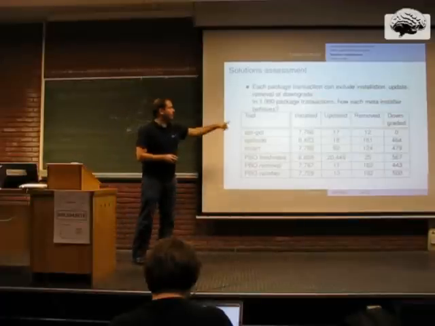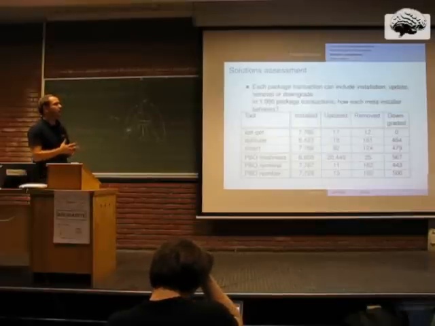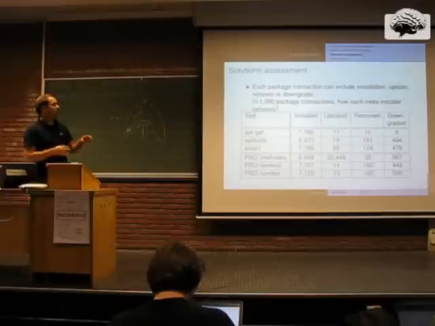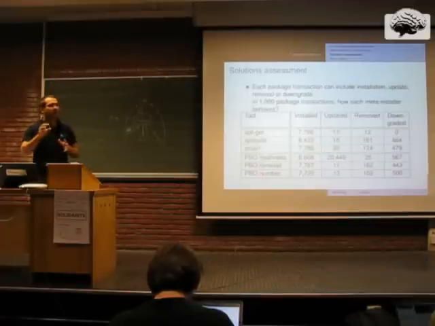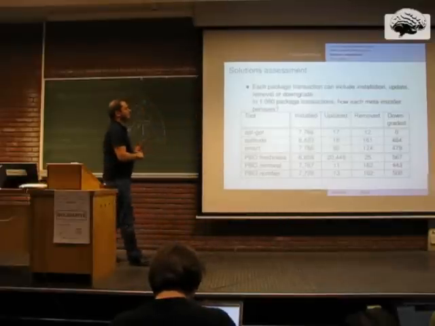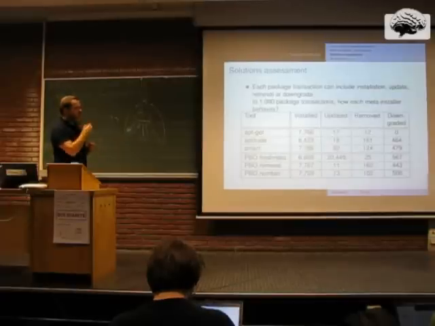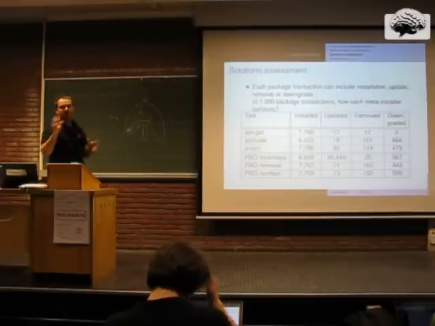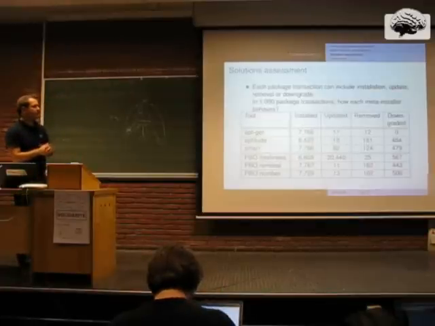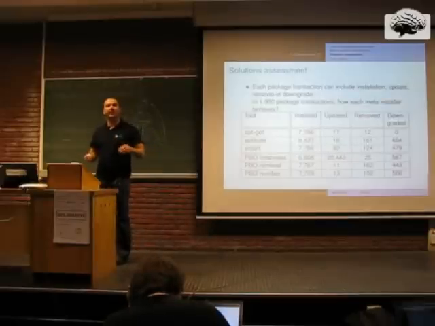This table more or less characterizes the installed packages, updated packages, removed packages, and non-upgraded packages when, on that base system, we try to install 1,000 packages from the Debian popularity contest. For instance, apt-get proposes to install 7,076 packages, update 17, remove 12, and not downgrade any. And then aptitude proposes a different scenario of installed, updated and removed packages, and smart proposes another scenario. We have not one, but three lines for PBO, depending on the weights that we provide for each scenario.